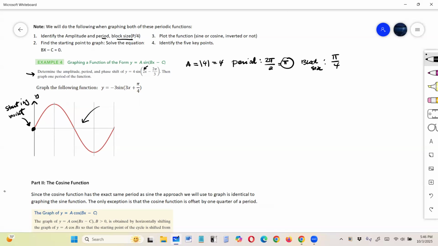All right, now let's find the starting point. How do we find the starting point? We are going to set the information inside of the sine function to 0, and we're going to solve it for x. So I'm going to add 2 pi over 3 to both sides, and I'm going to divide everything by 2.